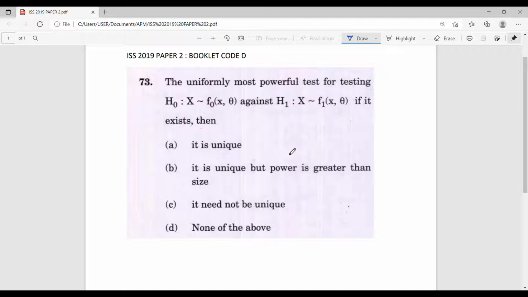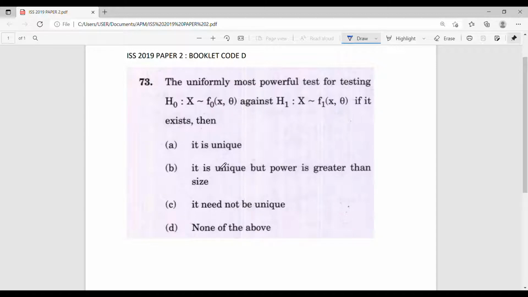Today in this video, we will discuss a question from ISS 2019 paper 2, booklet code D, question number 73. The question is: the uniformly most powerful test for testing H0: x follows F0 of x comma theta against H1: x follows F1 of x comma theta. Options: if it exists, then it is unique; it is unique but power is greater than size; it need not be unique; none of these.